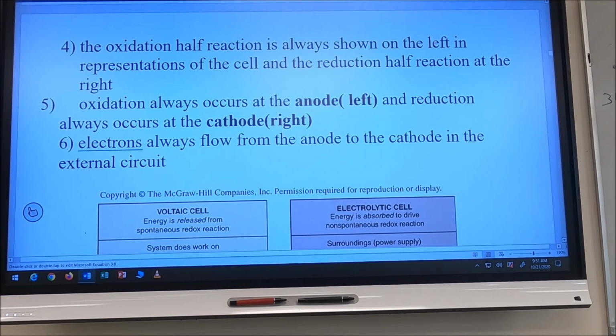Okay? Oxidation always occurs on the left-hand side at the electrode we call the anode. Reduction always occurs on the right-hand side in our representation at the electrode called the cathode. Electrons always flow from the anode to the cathode in the external circuit.